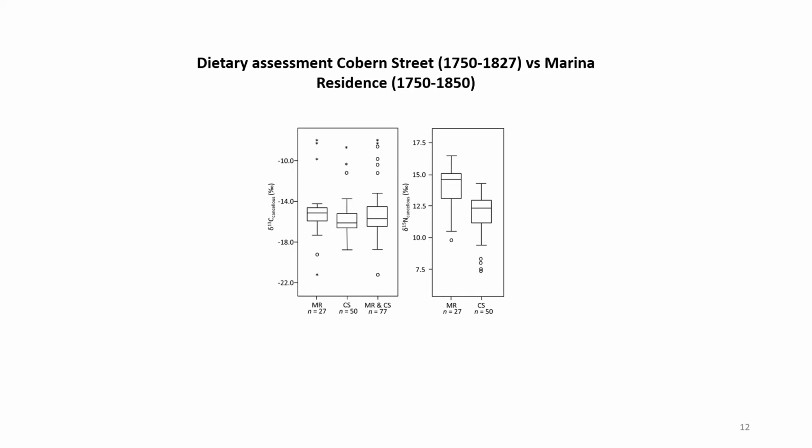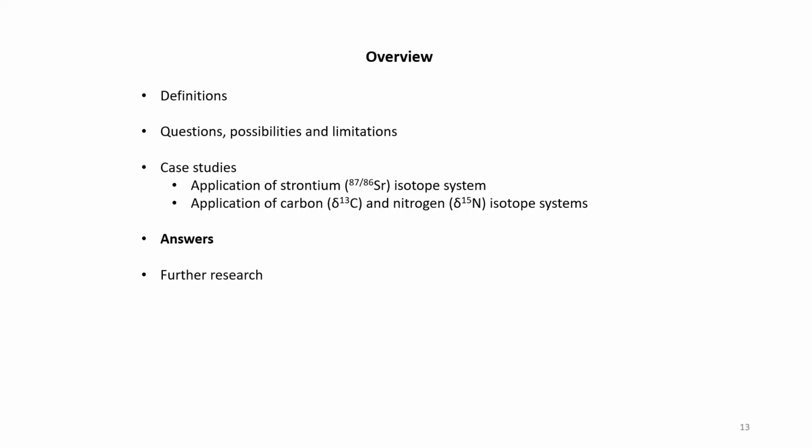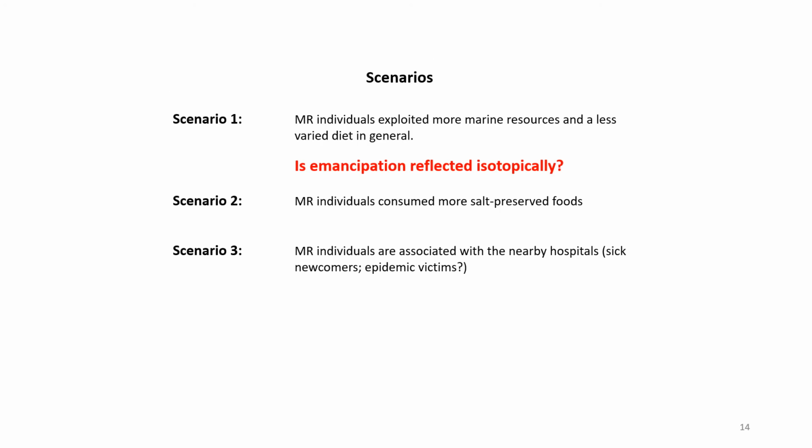There are a variety of reasons that can explain the significant difference in both carbon and nitrogen isotope values between the two populations. It could be that after emancipation there was a change in diet, leading us to wonder whether isotopic analysis may reflect individuals' newly acquired freedom.